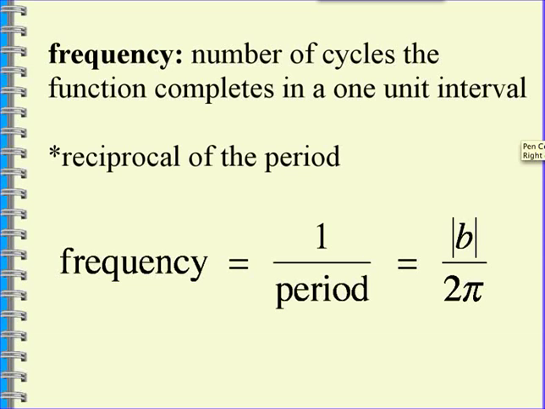All right, so now let's define frequency. Frequency is the number of cycles the function completes in a 1-unit interval. Now, a little bit about the frequency. The frequency is nothing more than the reciprocal of the period. And so basically, we could take 1 over the period and that'll give us the frequency, or we could take the absolute value of b and divide that by 2 pi.